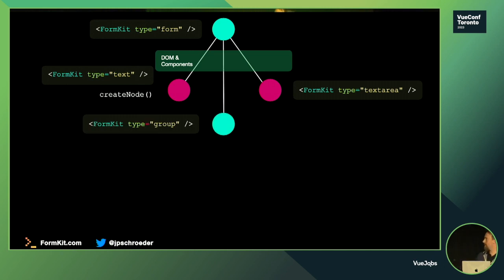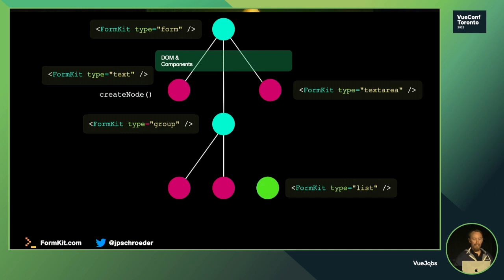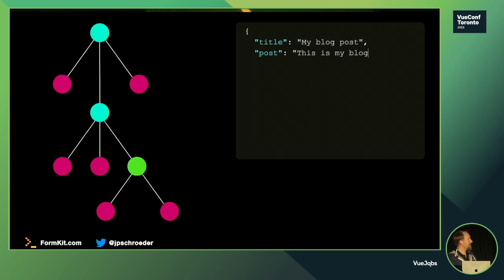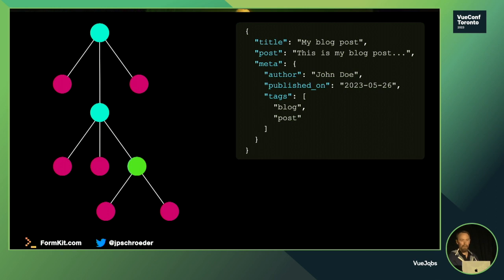So you could say FormKit type group, and then you could stick some inputs underneath that, and those would start to then self-organize into a tree. Or you could say type list, and these will start to self-organize into an array structure. Now this looks all technical and complicated, but if you think about it, this is actually exactly the structure that you would need for something like a blog post. Here's a title, post with some meta information. It's all pre-structured, and it goes to the right place.